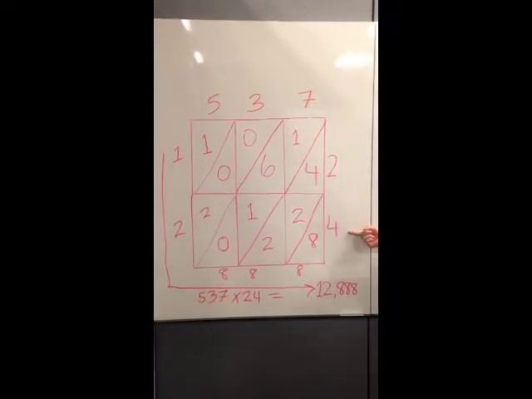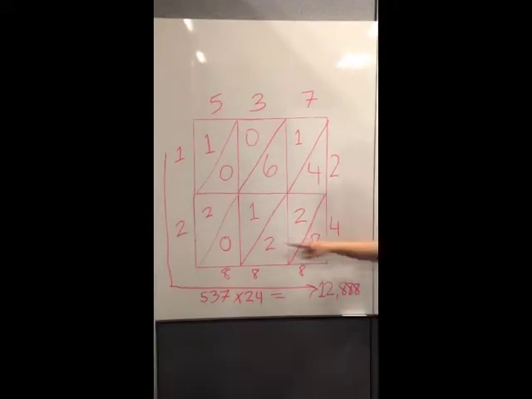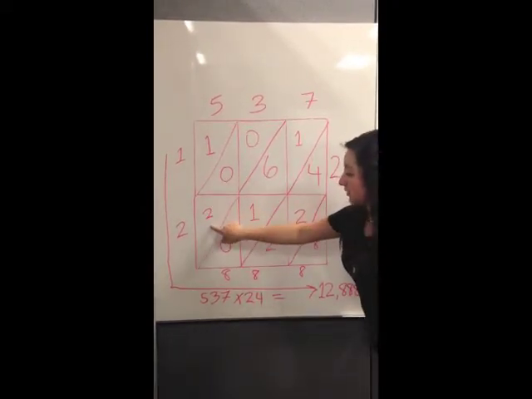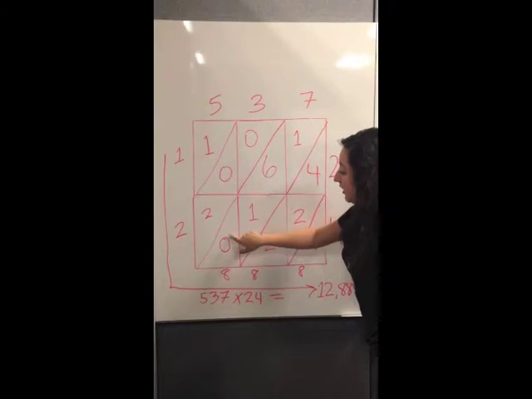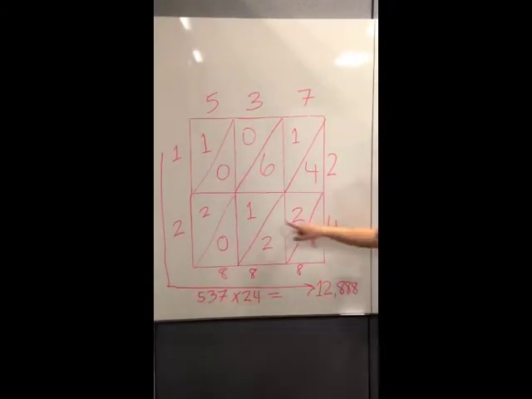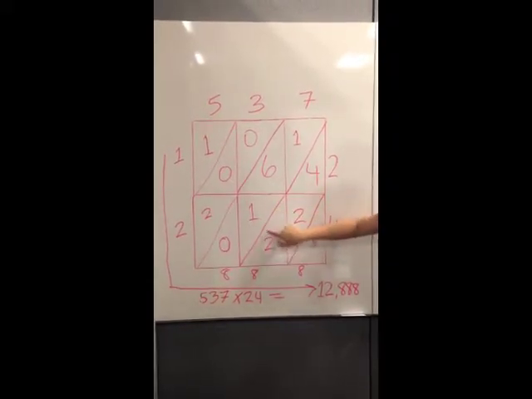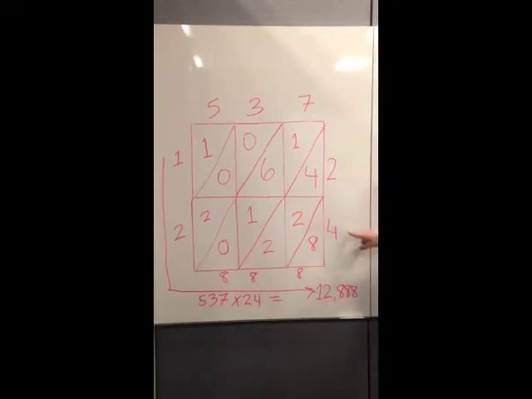Then we go to the next number. We do 5 times 4 is 20. So they put a 2 here and a 0 here. 3 times 4 is 12. So they put a 1 here and a 2 here. And 7 times 4 is 28.